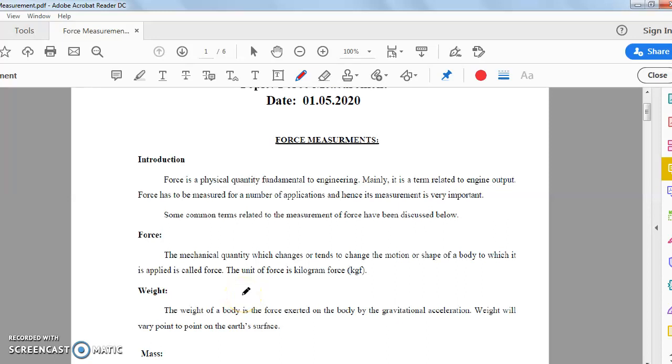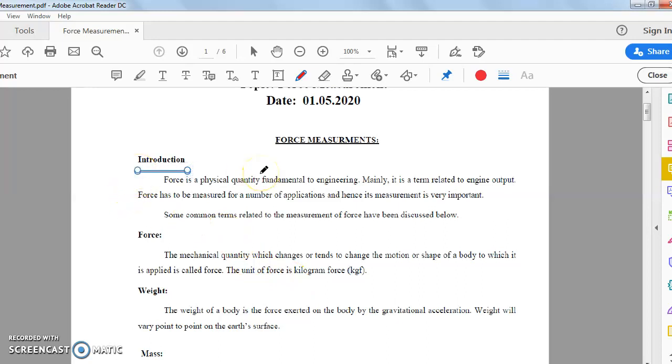Hello students, today in your metrology course I shall start with force measurement. In the previous class I already covered strain measurement, so today I shall cover force measurement, how we measure the force. First, let us go to the introduction and the definition of force.